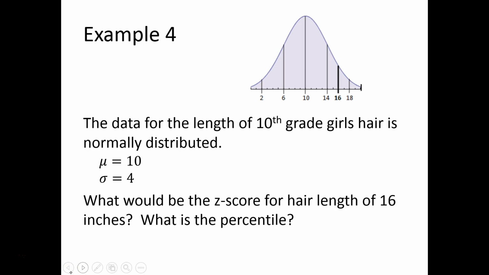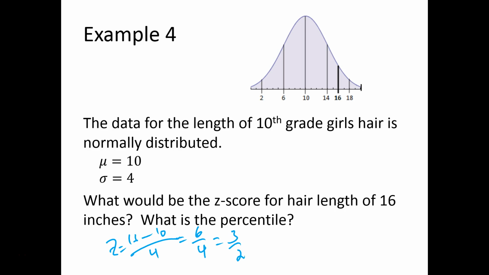So they're saying the length of 10th grade girls' hair is normally distributed with an average of 10 and a standard deviation of 4. So they made the curve for us here, which is nice. They ask for the z-score for hair of length 16. So z would be 16 minus our average, which is 10, divided by our standard deviation, which is 4. Looks like 6/4, which is 3/2. Okay, so that is our z-score.